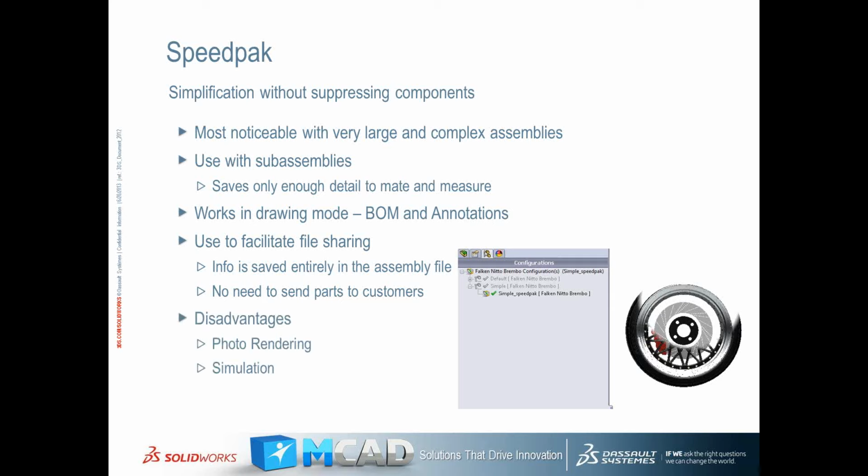For example, photo rendering. I can't photo render a SpeedPack assembly. Same thing with simulation. Essentially what SpeedPack is doing is it's removing that data from the assembly or from the part, so it wouldn't be there for an assembly. So you need to not have that on.